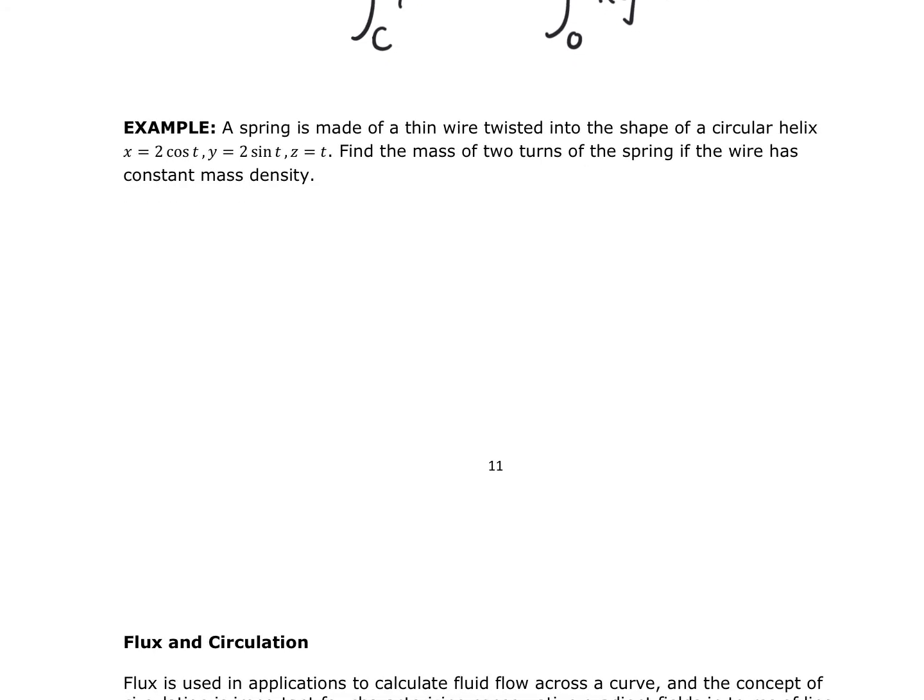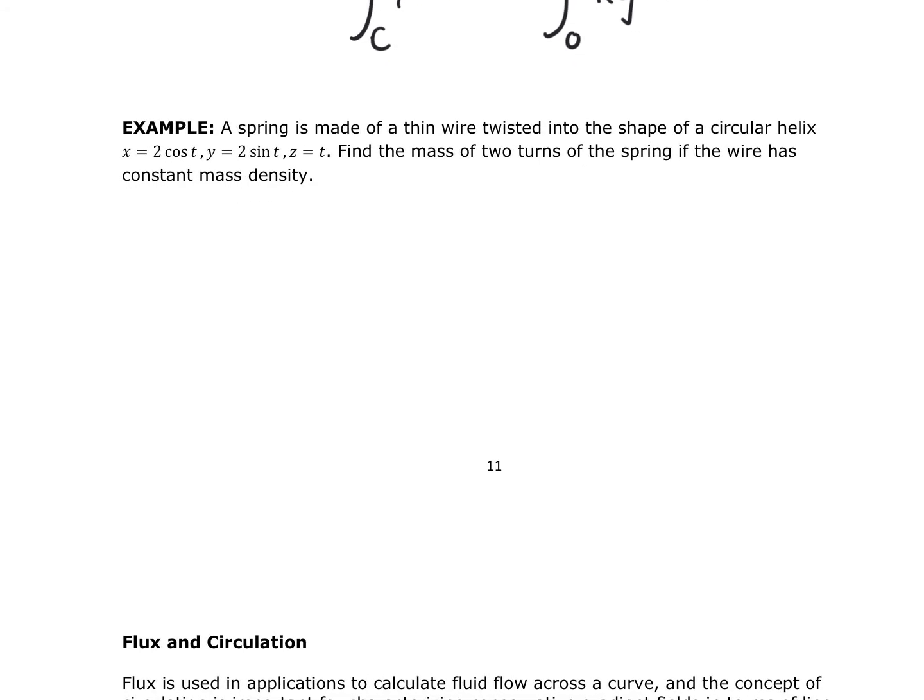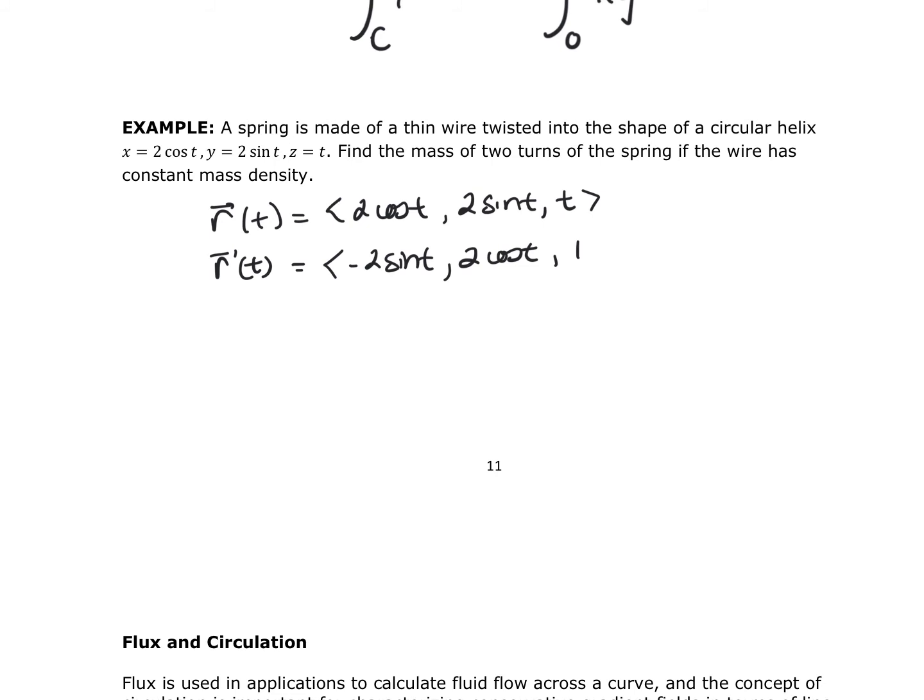We have a spring made of thin wire twisted in the shape of a helix. Find the mass of 2 turns of the spring if the wire has a constant mass density. We know that my R vector parameterization is going to be 2 the cosine of t, 2 the sine of t, and then t. And of course, we're going to take the derivative of this. R prime of t is going to be negative 2 sine of t, 2 cosine of t, and then 1.